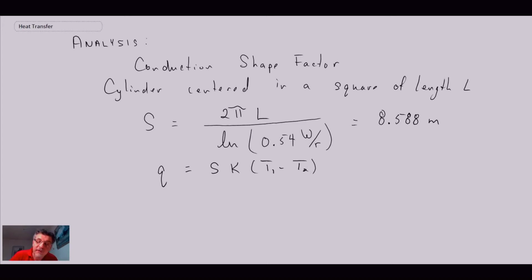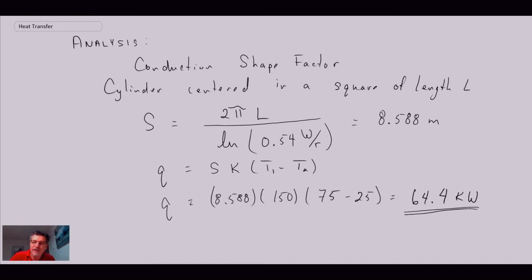Really the biggest trick is to ensure that you have the shape factor for the shape that you're looking at. Then we plug in the values. We know the shape factor, the thermal conductivity was given, and the temperature difference is 75 on the inside and 25 on the outer wall. With that, we can evaluate this, and the heat loss for this particular object turns out to be 64.4 kilowatts. So that is an application of the shape factor, and it enables us to solve problems involving two-dimensional conduction in a quick and efficient manner.